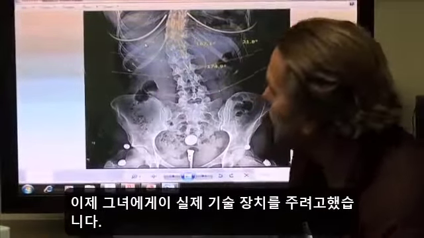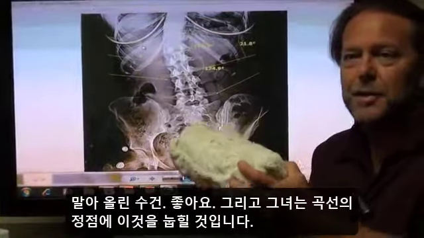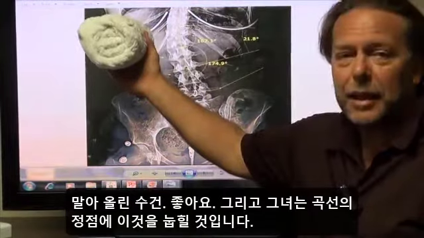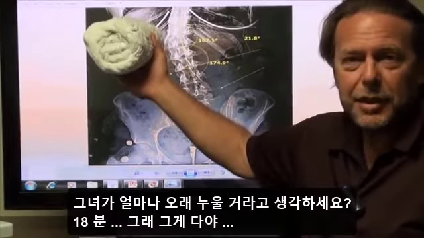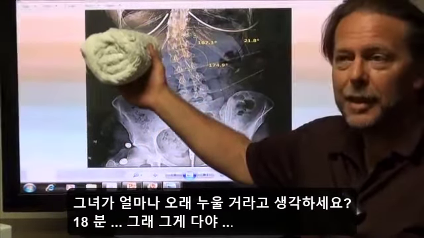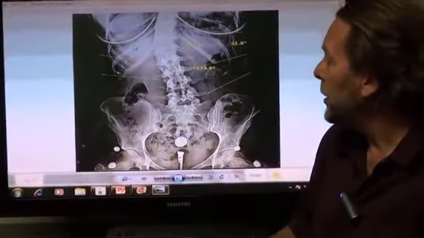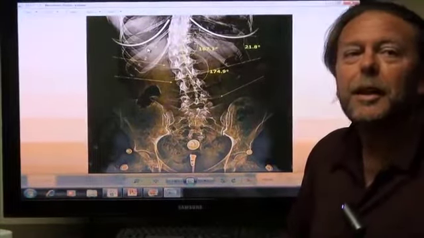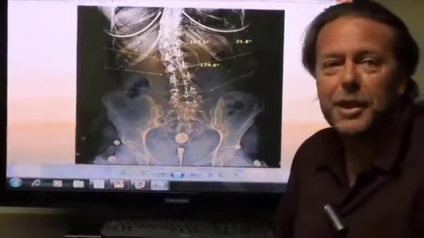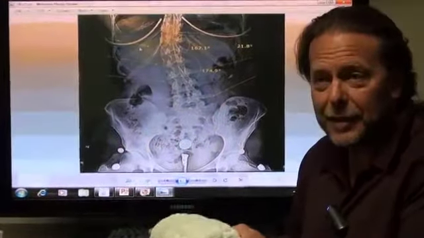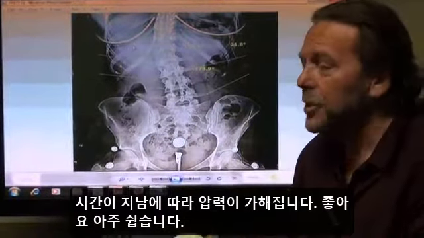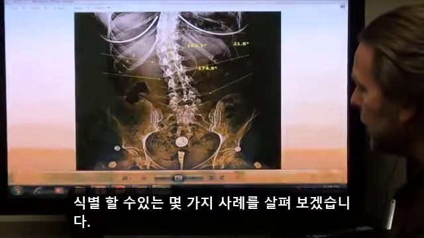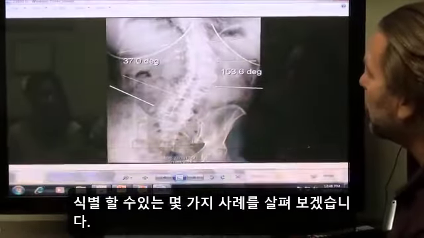We're also going to give her this really technical device, a rolled-up towel, and she's going to lay on this at the apex of the curve. How long do you think she's going to lay on it? 18 minutes. Yeah, that's it. This gal's 29, but in a teenager, I say, what's your favorite TV show? Okay, I'm going to write your prescription. You've got to watch your favorite TV show. It's got to be at least 20 minutes to a half hour. You're going to be laying on this. Does that make sense? It's just pressure over time. Super, super easy.